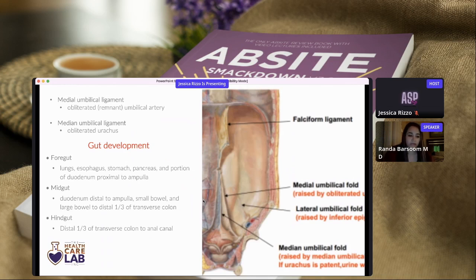And remember that our gut develops from three different places. So everything, lungs, esophagus, stomach, pancreas, and the first portion of the duodenum proximal to the ampulla of Vater is all foregut. Everything from the ampulla to the last third of the transverse colon is midgut. And then the distal third of the transverse colon all the way to the anal canal is hindgut.